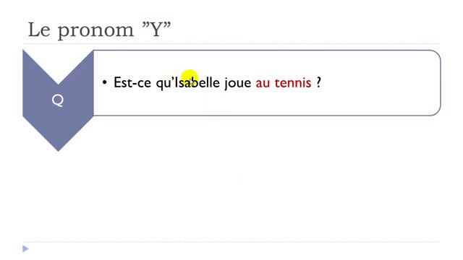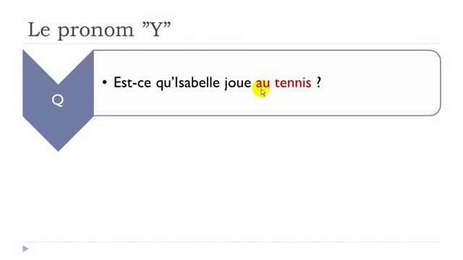Est-ce qu'Isabelle joue au tennis? So in that case, remember, it's "au", but "au" is clearly the combination of the preposition "à" and the article "le" in "le tennis", okay? So when you combine these two, you get "au tennis". Still, it does give you the information that it is the preposition which is modified.